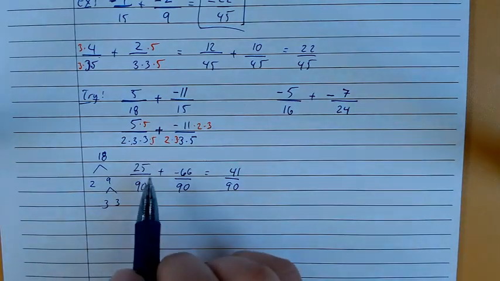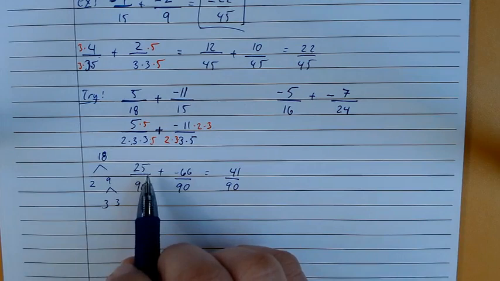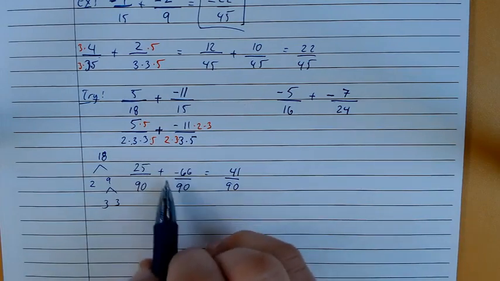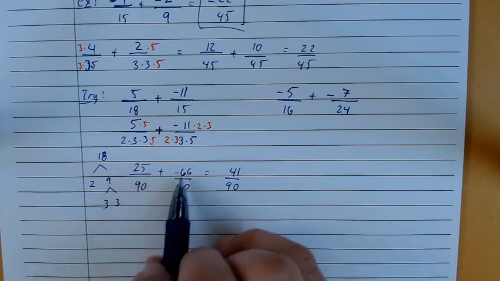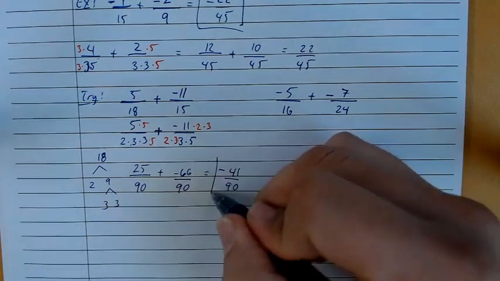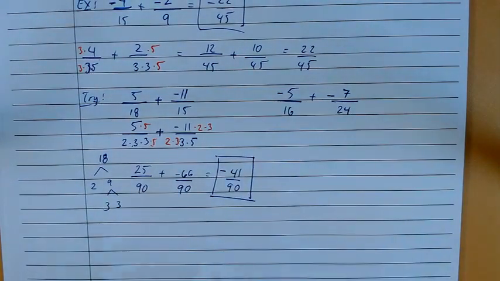But then, once you finish subtracting, you got to keep the sign of the number with greater absolute value. Here, this number has a greater absolute value than this number. So since that number is a negative, in the end, your answer is a negative as well. Okay.